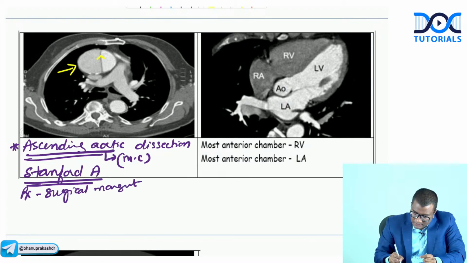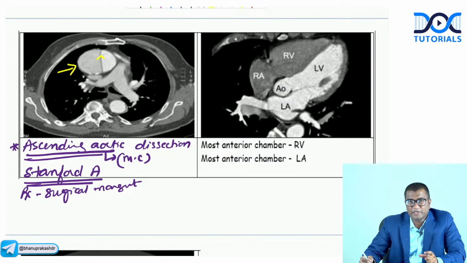Surgical management. Remember, if the descending aorta is involved, you call it Stanford B, and we generally go for medical management, like control of hypertension. Basically, Stanford A is more common. For Stanford A, you should go for surgical correction.